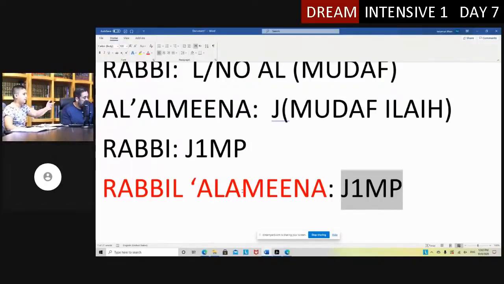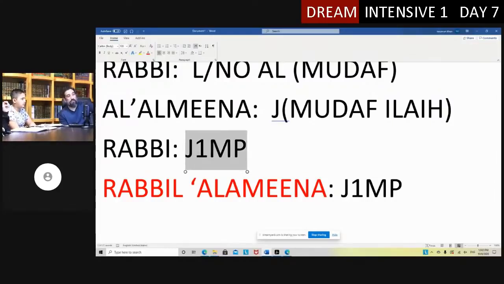So how would we get mudaf proper, though? The mudaf speaks for the entire idafa. So how would you get the proper without Alamina? Because there's no al in the beginning. Right, how did we get proper for Rabbi? What did we have to do? Because of the word Alamina. And now that you figured it out, this speaks for the whole thing. Oh, okay. Got it?